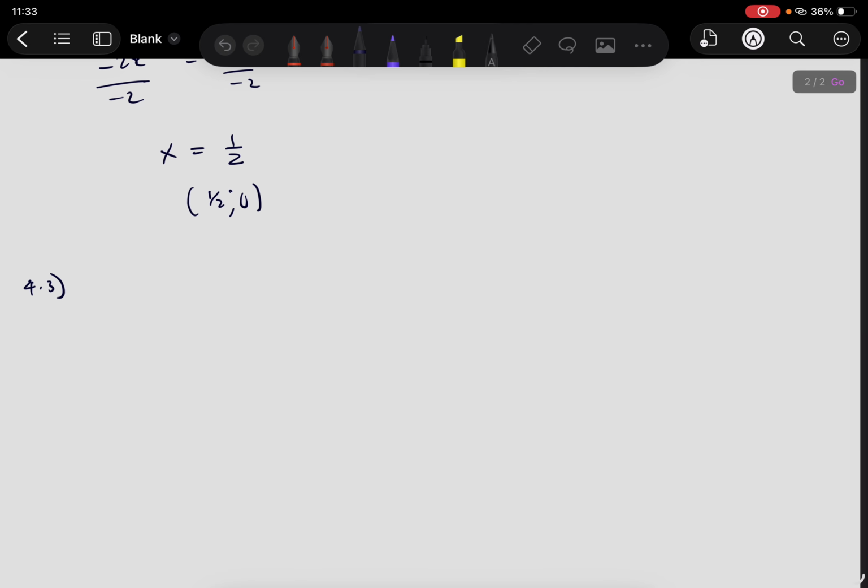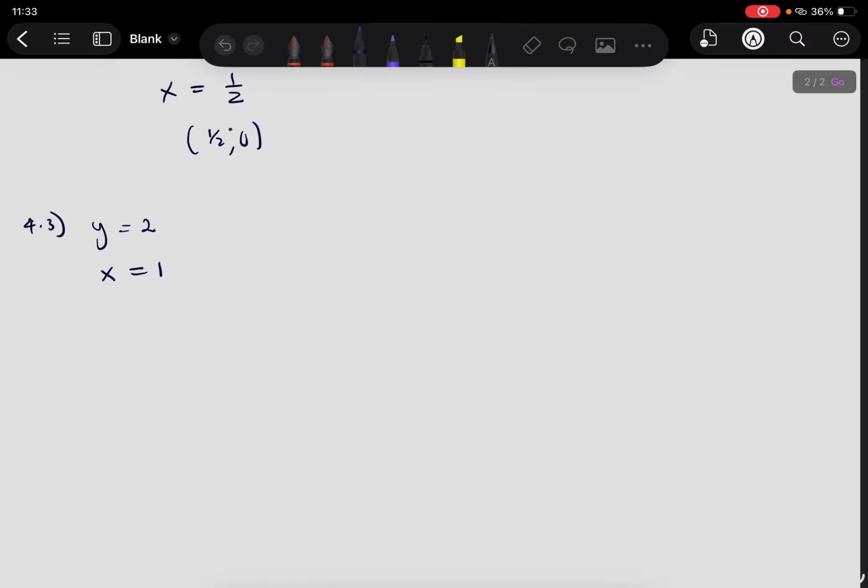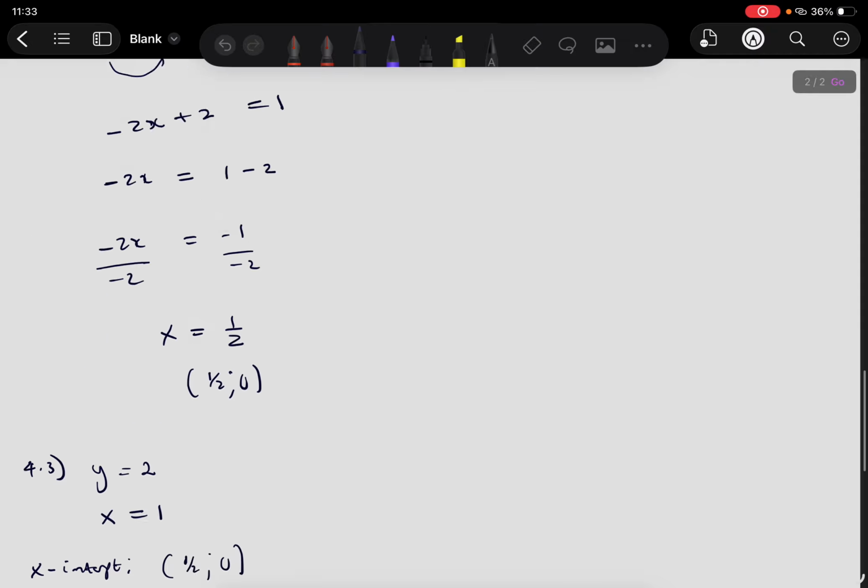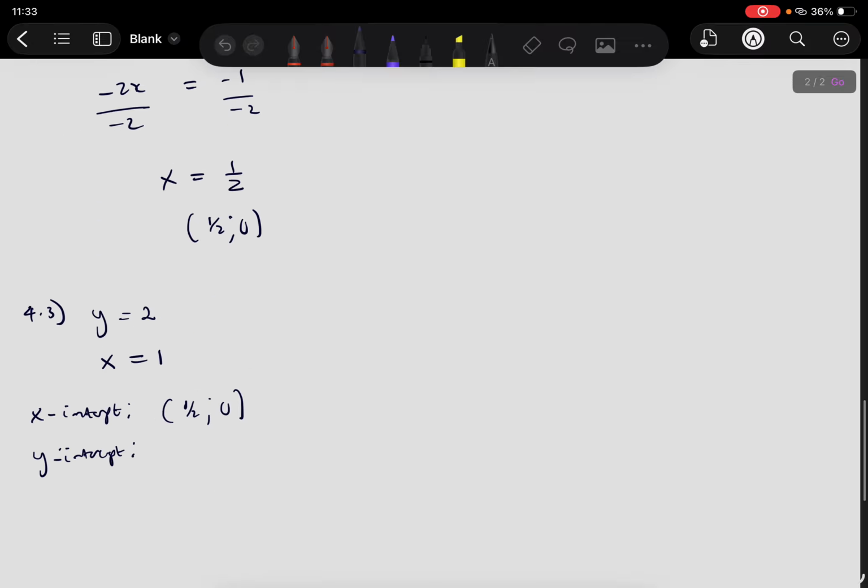So for 4.3, we do have our asymptotes, which are y is equal to 2 and x is equal to 1, if you remember from 4.1. Then we have our coordinates. We do have the x-intercept, which is half and 0. Then we have the y-intercept, which we calculated above, and that should be 0 and 1.